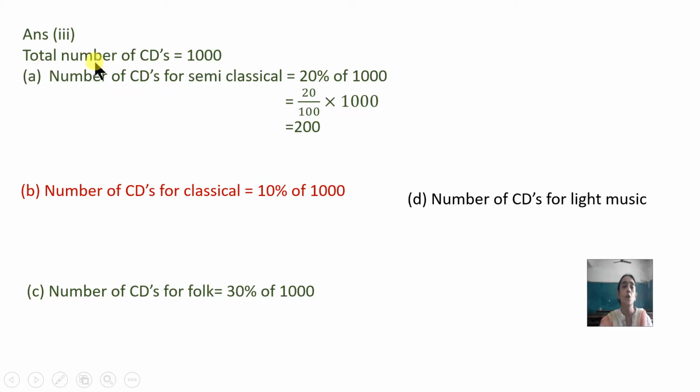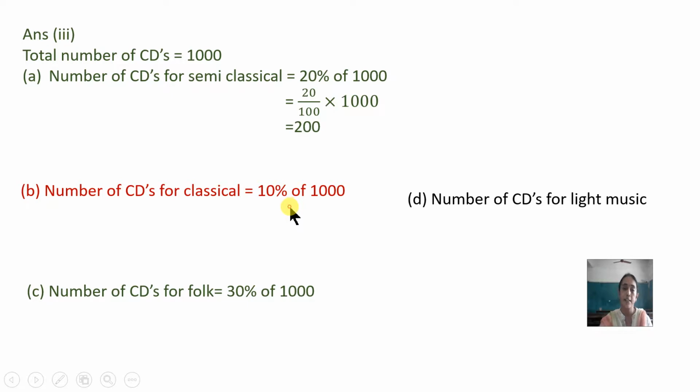So the total number of CDs is equal to 1000. Now the number of CDs for semi-classical. Semi-classical is 20%. So 20% of 1000, which is 20 upon 100 into 1000, equal to 200. I hope you have understood. Now, the number of CDs for classical music is 10% of 1000. So, what would be the next step?